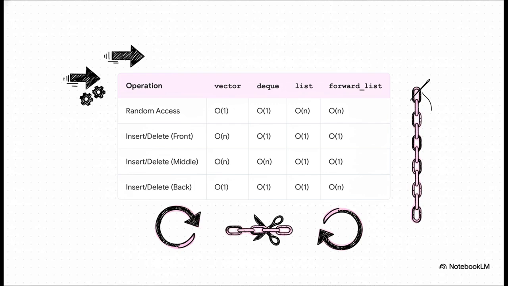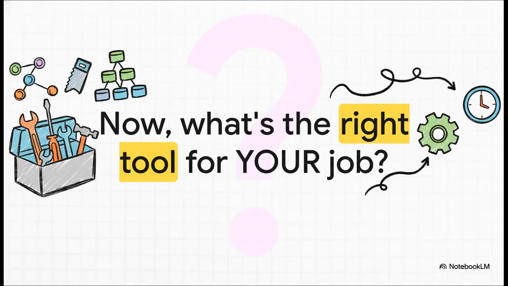But if your pain point is inserting and deleting stuff right in the middle of a huge sequence, list is your answer. And finally, if you need that middle insertion power, but you're also counting every byte of memory, that's where forward_list comes in. It's all right here. So the next time you're about to instinctively type std::vector, just pause for a second. Ask yourself, what am I really doing with this data?